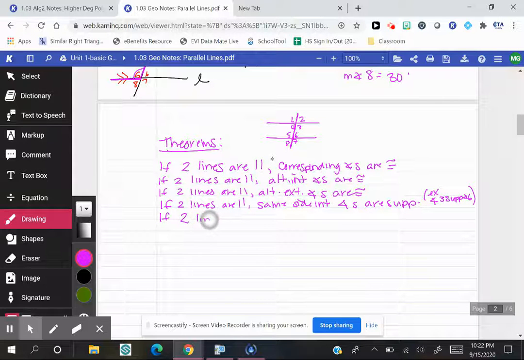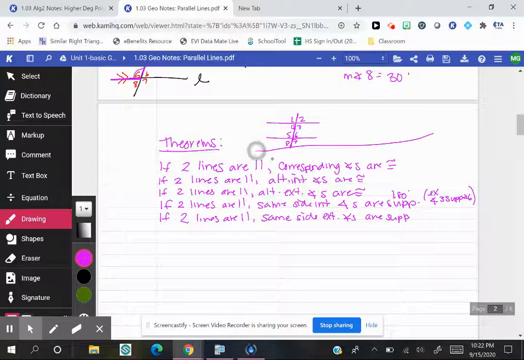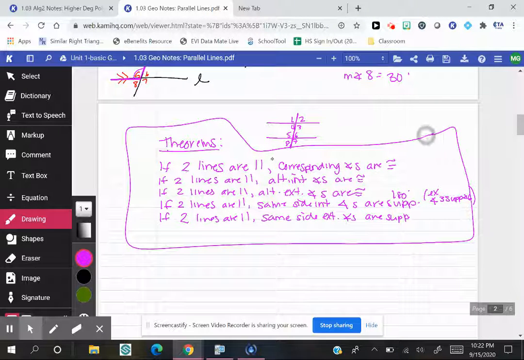And the last theorem we're going to write out today is if two lines are parallel, same side exterior angles are going to be supplementary. And again, that means adds to 180 degrees. So same side exterior would be angle 1 and angle 8. So those would add to 180 degrees, or angle 2 and angle 7. They're on the same side of the transversal, and they're both on the exterior.